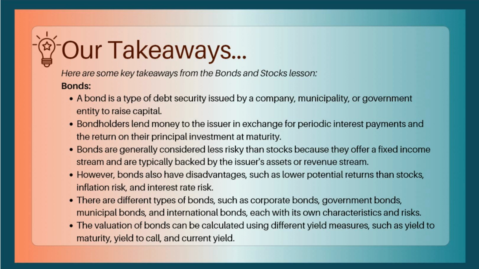There are different types of bonds such as corporate bonds, government bonds, municipal bonds, and international bonds, each with its own characteristics and risk. The valuation of bonds can be calculated using different yield measures, such as yield to maturity, yield to call, and current yield.